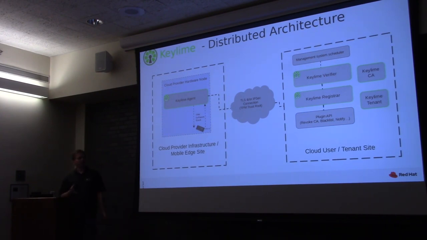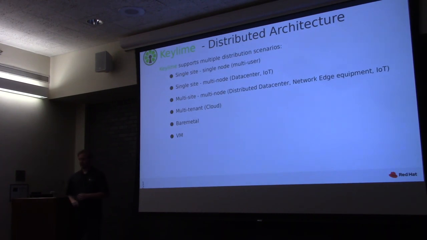So the architecture for Keylime is very simple. We have an agent that goes on the node that can communicate with the TPM chip of the cloud node. And then we have your offsite management system that you can run your verifier, your registrar, your CA, and you can use those pieces to do your validation and verification of your trust. So this type of simple setup, we can support single site, multi-user, single site, multi-node, multi-site, multi-tenant, bare metal, and we actually have developed an improved system for use on VMs, which we'll get to by the end of the presentation.